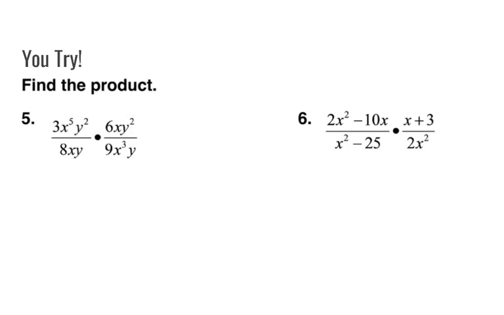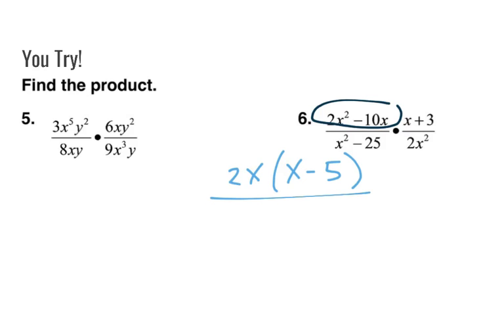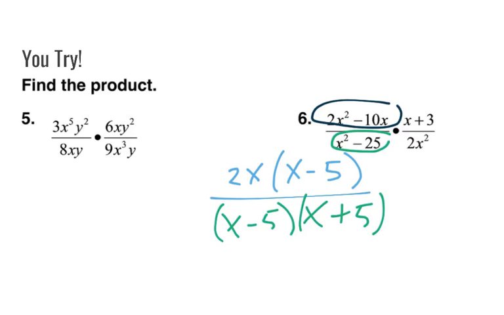So number 6, definitely need to do some factoring before I can tell what exactly is canceling. So this first term here, it looks like I can factor out a 2x. And what would be left is x minus 5. Okay, and the denominator, this x squared minus 25, that's just difference of squares. So that'd be x minus 5 and x plus 5. I can already see something that's canceling, which is awesome. And you know what? Let's just go ahead and cancel them while we're here.